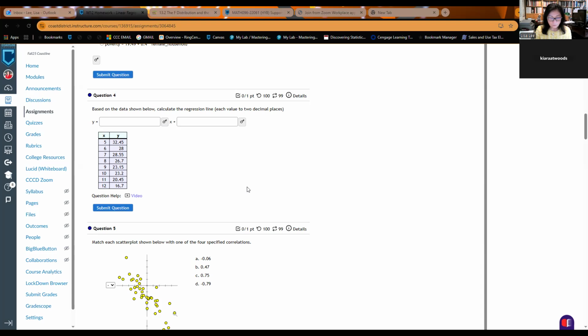Then go to the L2, go up, hit clear, and go down. Then it will be cleared right away. Now you can input your data under L1 for X. Then the Y values go under L2. 1, 2, 3, 4, 5, 6, 7, 8. There are 8 pairs.